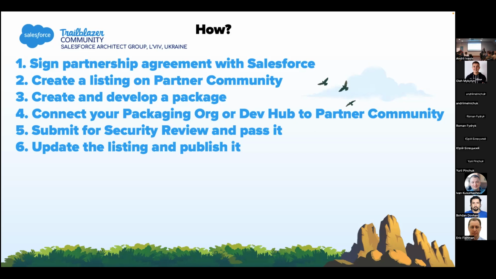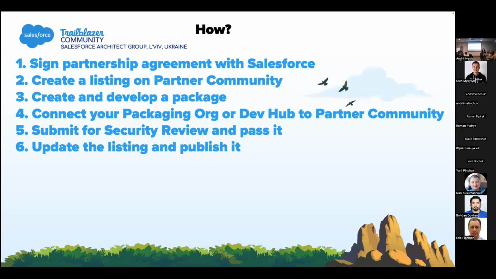Next, after you have signed the partnership agreement and have access to the partner community, you can create a listing there. Next, you can create and develop your package before you create a listing, so those two steps can be swapped. But you need a listing and you need a package which is created and developed. Next, you need to connect your packaging org, or Dev Hub if your package is second generation, to the partner community. Next, you need to submit your package to security review and pass it. And the last one, you might want to update your listing and make it public.